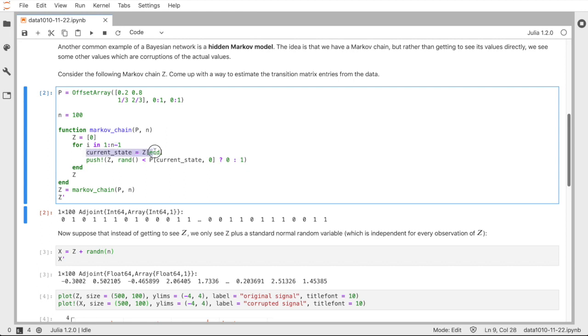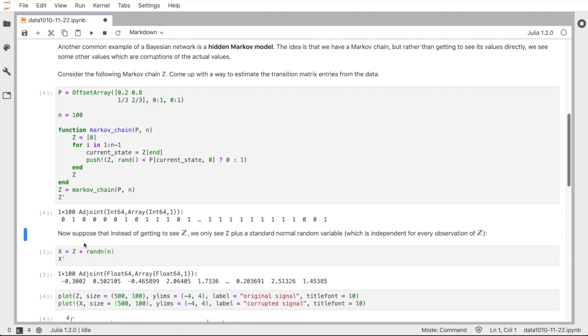We'll set our current state to be where we are now, so that's the end of our current z vector. And then we'll push onto our z vector our new state, which is obtained as 0 or 1 randomly, depending on the value of the corresponding entry of the transition matrix. So this question mark and colon, it's called a ternary conditional, and it's just saying check this thing. If it's true, return this first value I gave you. If it's false, return this second one. That gets pushed onto the vector. We repeat n times, and we get our full Markov chain z, and this is what it looks like.